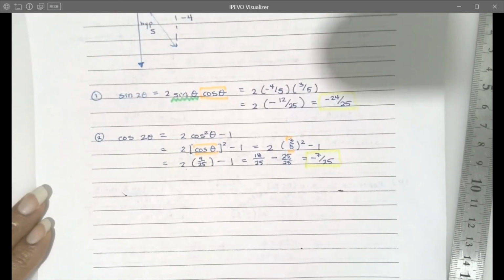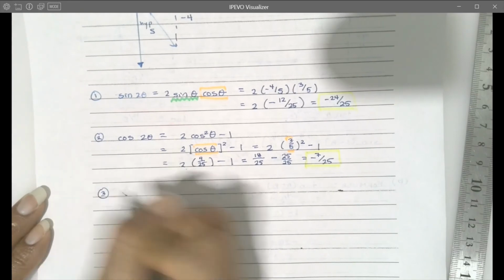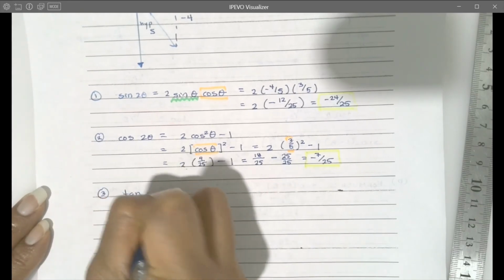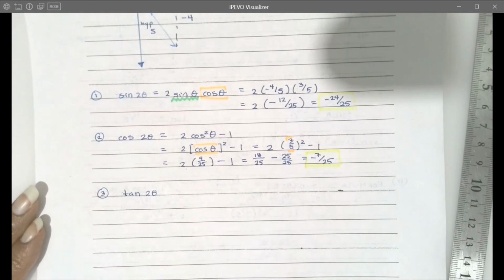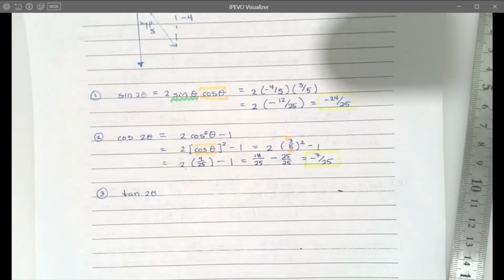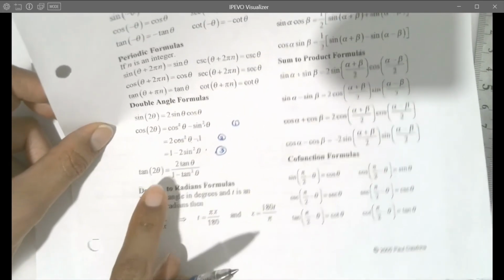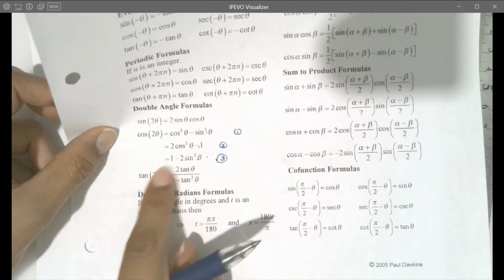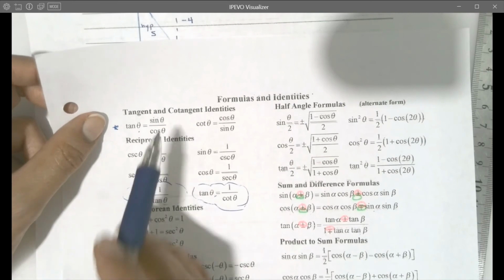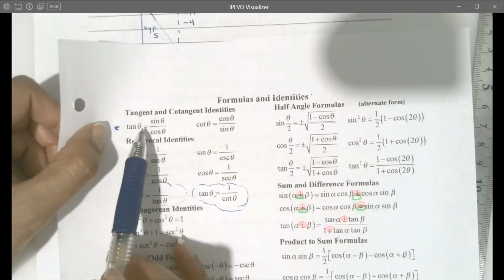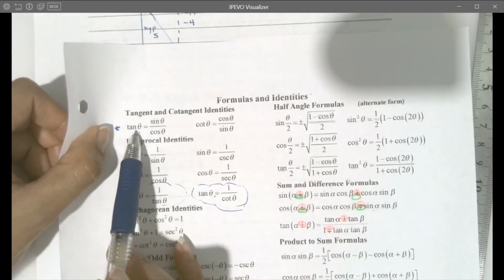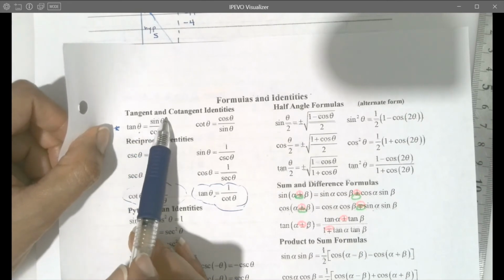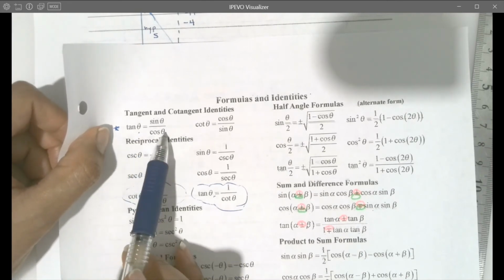Alright, and there's one more piece of information that they're asking for, and that is tangent of 2 theta. Alright, so we have two options here. The first option is to use the double angle formula for tangent. So I'm going to do it in this way. But the second option is to maybe use the tangent cotangent identities that tell us that tangent of any angle will be sine of the same angle divided by cosine of the same angle.